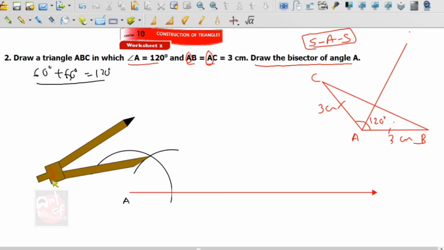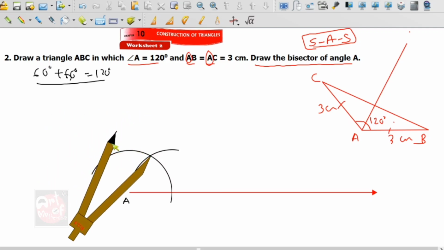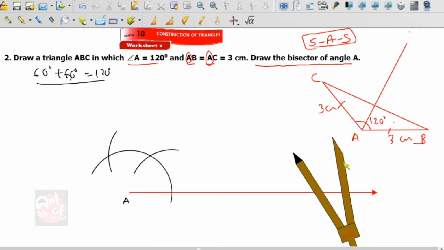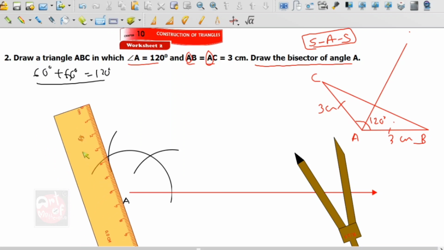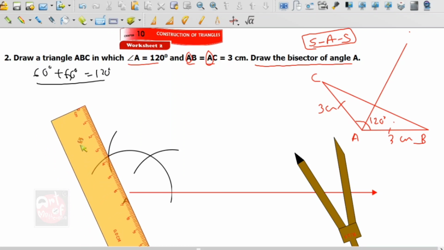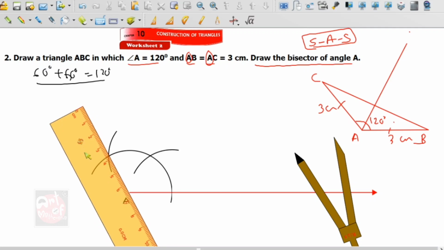you will get a 120-degree angle. So now A and this point I have to join and extend. With the help of a scale it is better to do. Adjust the scale here properly and join. So from the point A I have to join, there it is.